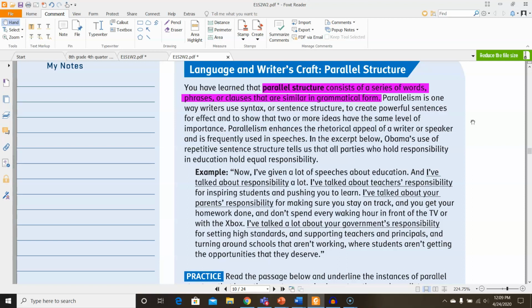I've talked about teachers' responsibility for inspiring students and pushing you to learn. I've talked about your parents' responsibility for making sure you stay on track and get your homework done, and don't spend every waking hour in front of the TV or with the Xbox. I've talked a lot about your government's responsibility for setting high standards and supporting teachers and principals, and turning around schools that aren't working, where students aren't getting the opportunities that they deserve.